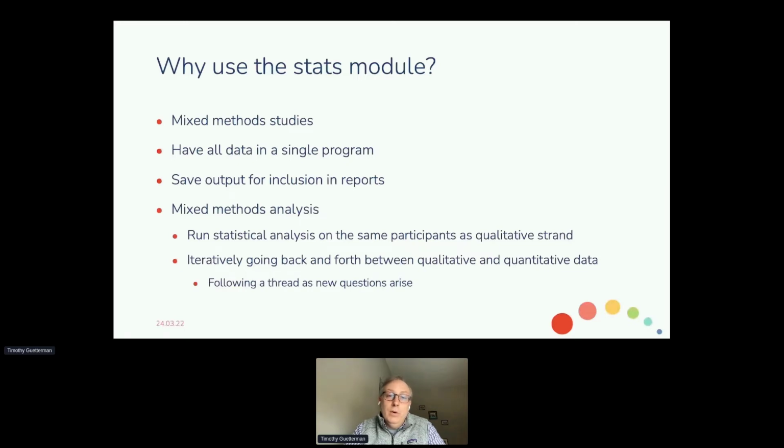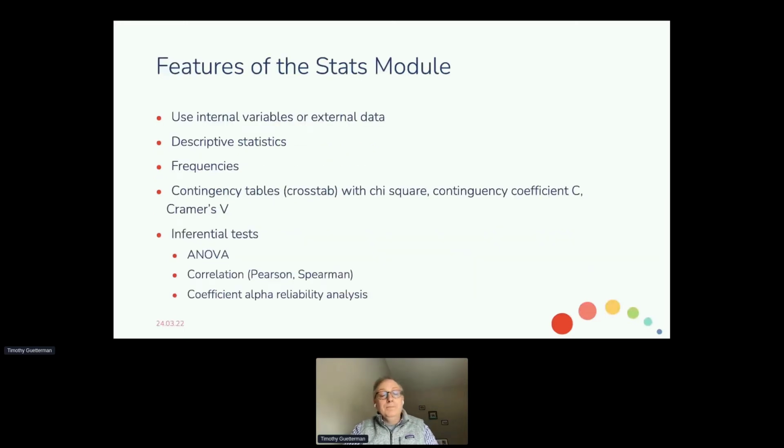So some of the features in the stats module, as I mentioned before, you can use what are called internal variables. These are all of those document variables that I just showed you, or you can bring in external data, and either of those work identically. It's just where the data are coming from. You can conduct descriptive statistics, so things like measures of central tendency or variance. You can look at frequencies. You can run crosstabs, also known as contingency tables, and obtain a chi-square test at the same time. And then there are contingency coefficients, like coefficient C or Cramer's V.